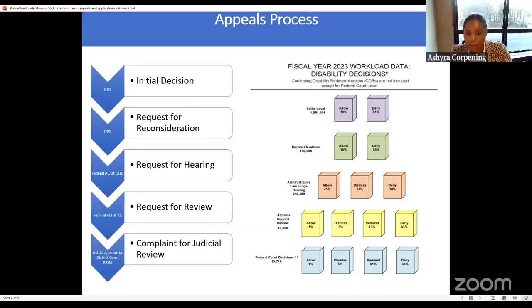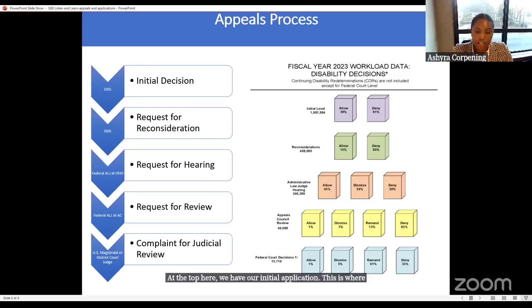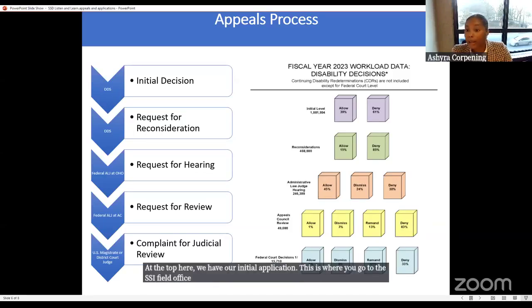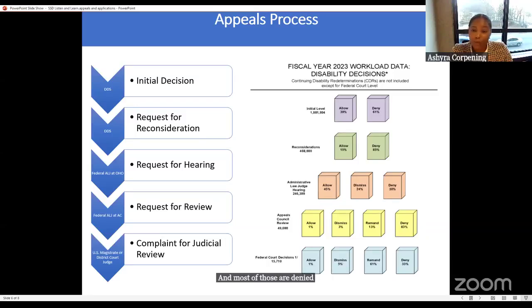At the top here, we have our initial application. This is where you go to the SSA field office or you apply online, and most of those are denied. Unfortunately, 61% of those are denied at the initial application level. So at that point, you should request reconsideration.